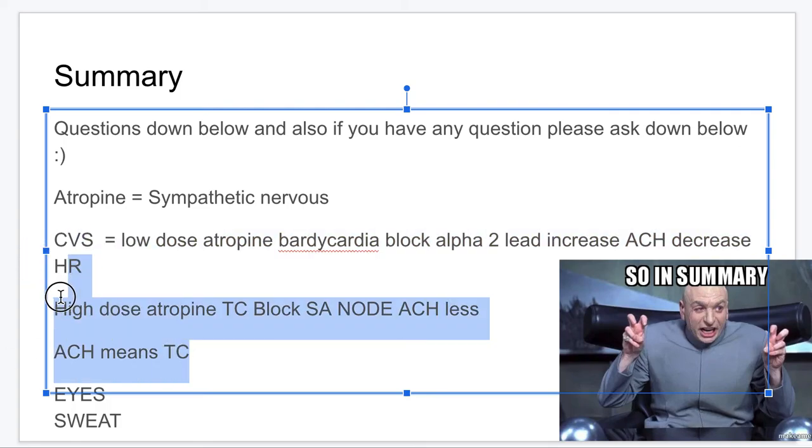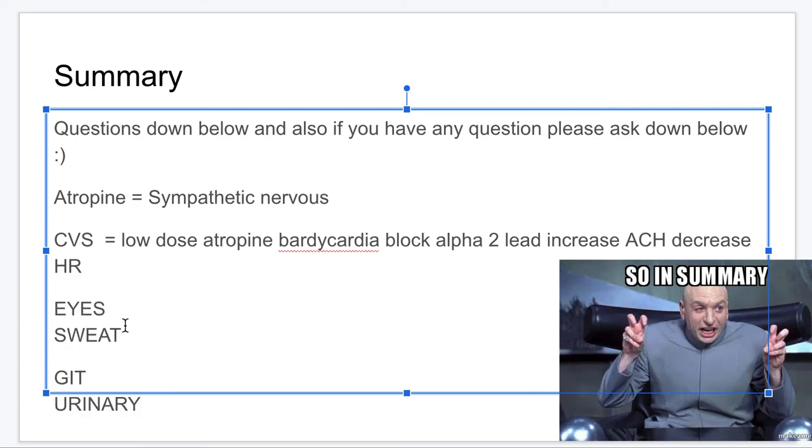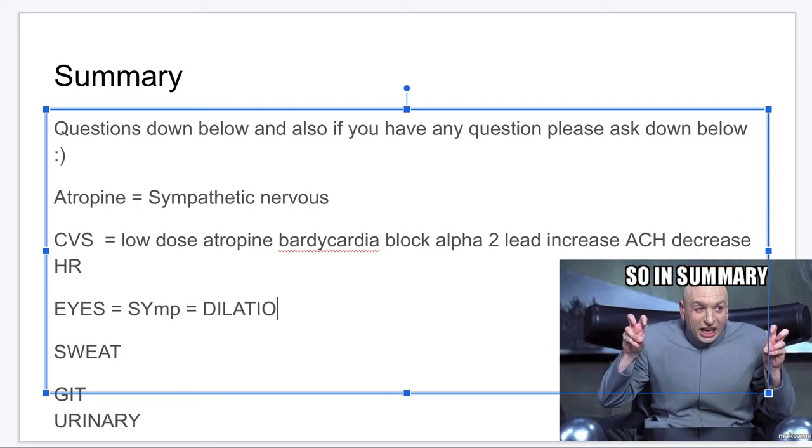Eyes, what's going to be happening in the eyes? Basically the sympathetic nervous system. So you're doing sympathetic nervous system, we get dilation. And sweating is going to be decreased. Why? Because of the sympathetic nervous system, basically atropine. GIT, increased motility, decreased spasms.